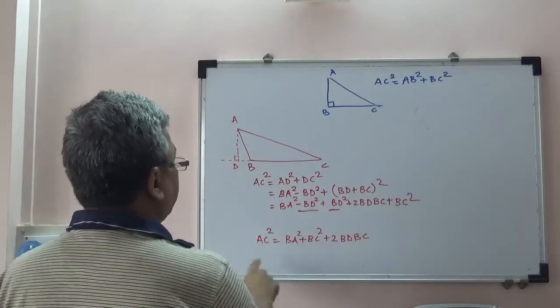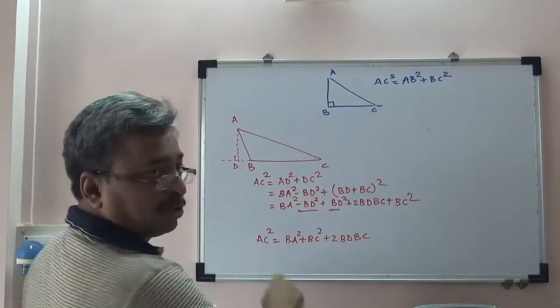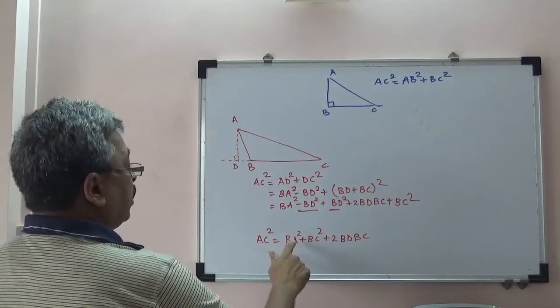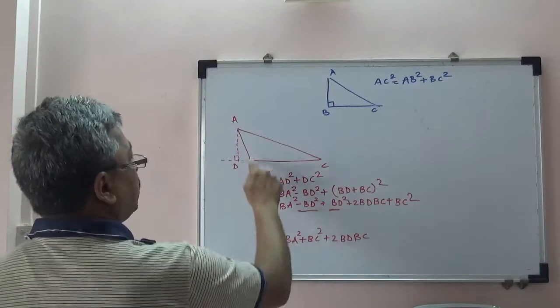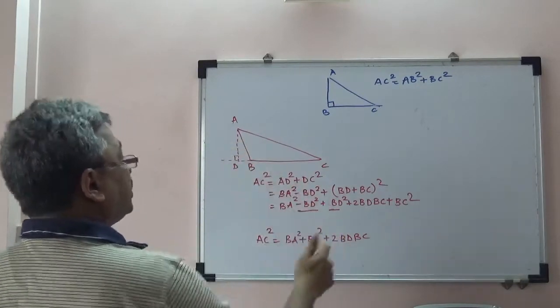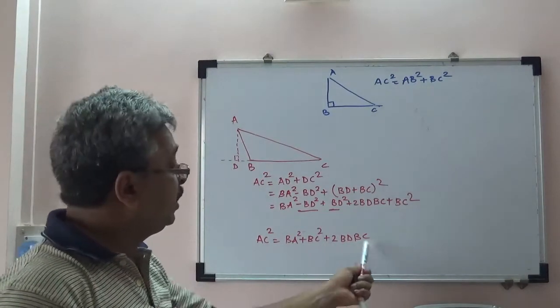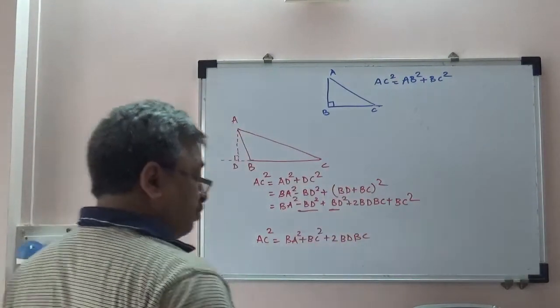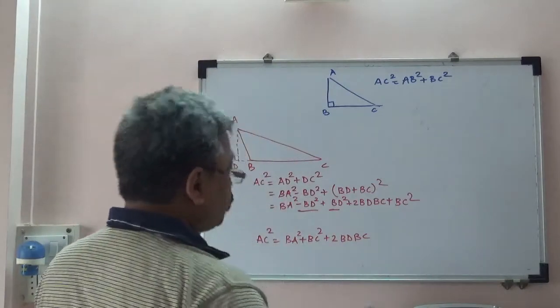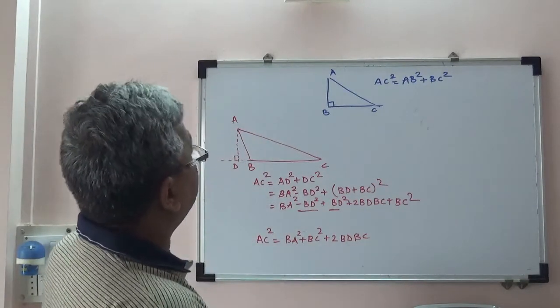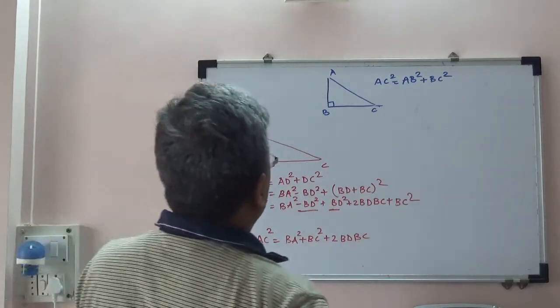You have angle B under consideration, therefore you are finding out the side opposite to it, AC square. Start from BA: BA square, BC square, and because it is obtuse we need to add something, therefore a plus sign, 2 BD BC. The 2 is because you are completing the square, expanding the square, that is what gives us that 2. So it is very easy to remember.